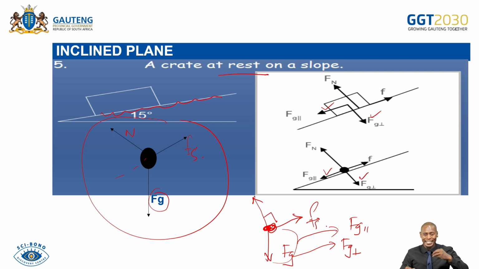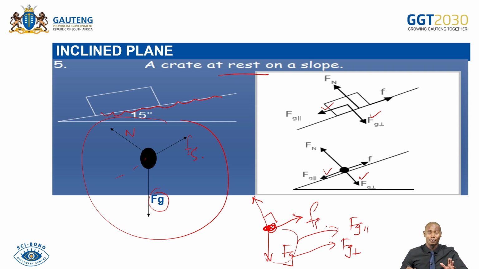So on an inclined plane, we can resolve weight into its components, which are the parallel component of weight and the perpendicular component of weight. But only when it comes to an inclined plane, not on the horizontal plane or vertical plane. We only resolve weight into its components on an inclined plane. Your Fg parallel is always acting down the slope, whether an object is moving up the slope, stationary, or moving down the slope, it doesn't matter.